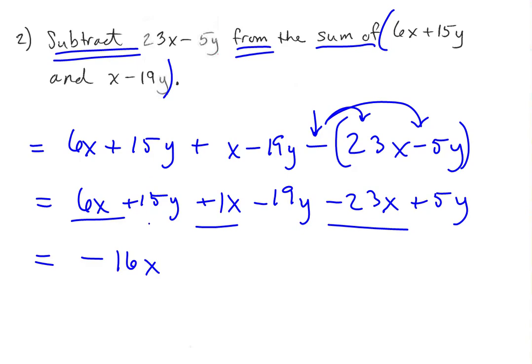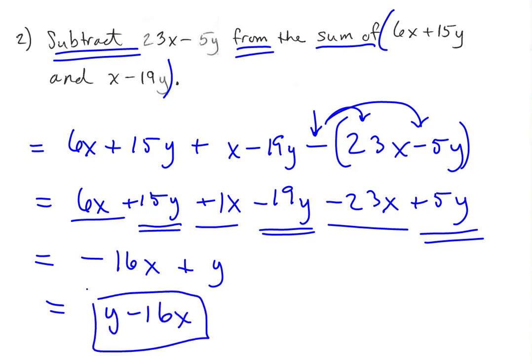Now we look for the y terms. We had a plus 15y, a minus 19y, and a plus 5y. If we combine those coefficients, positive 15 minus 19 would be a negative 4, plus 5 would be a positive 1, so we would just say plus y, or you could say plus 1y. Sometimes you may not see the negative sign left out, flapping in the wind out front, so you might see people rewrite this as y minus 16x. It's the same thing, but that's our simplified answer.